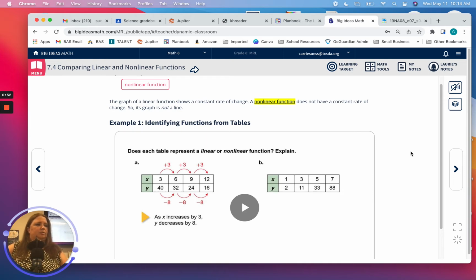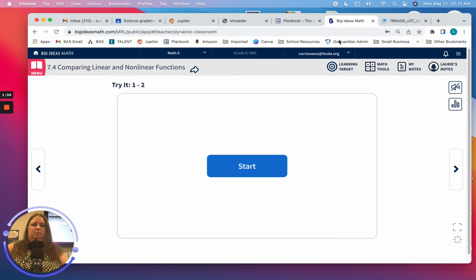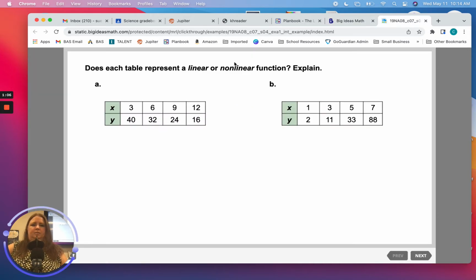Your slope goes up 1 over 1, up 2 over 1, whatever. It's a constant rate of change. Whereas a nonlinear one, it's going to be wonky. It'll look like an S-curve. So let's do your first example. Does each table represent linear or nonlinear?